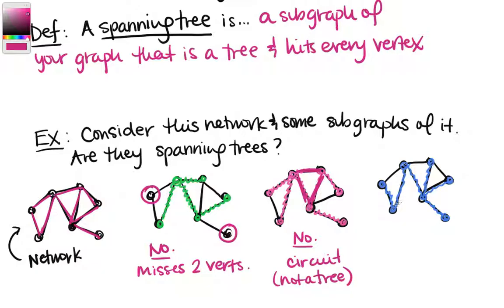Okay. And now let's look at this last one in blue. So we see we hit every vertex. We use only edges that were in the original graph and not any new ones. And there aren't any circuits. So when we look at the edges that we're using, there's no circuits. So yes, it is spanning, it hits every vertex, and it's a tree.